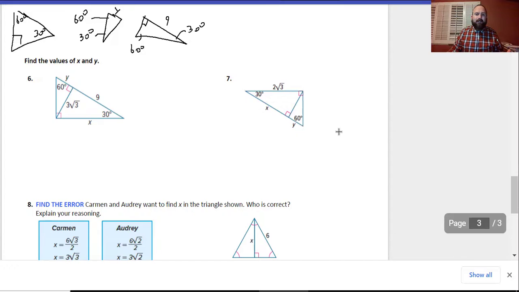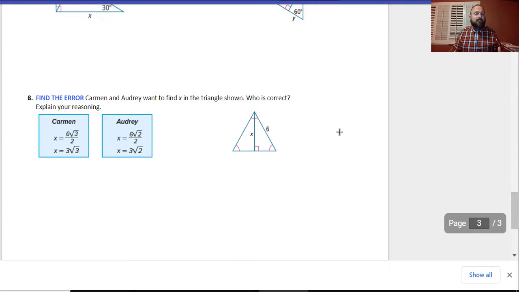The last question right here, number 8, find the error. And you have to understand what is the formula, what's the relationship, and go from there. Explain who is right, who is wrong, and explain why.